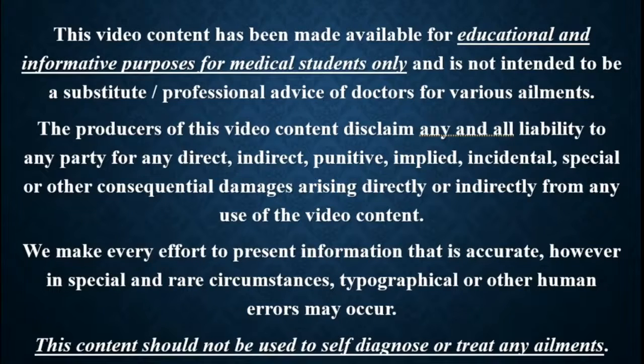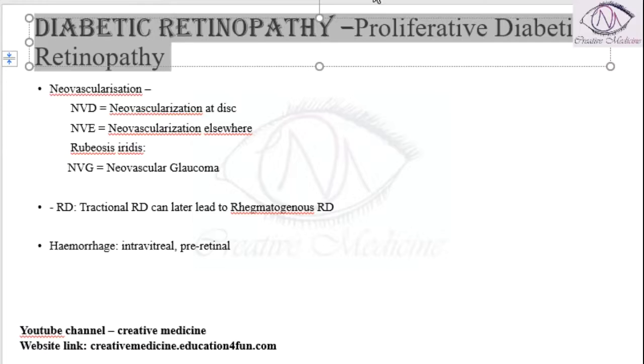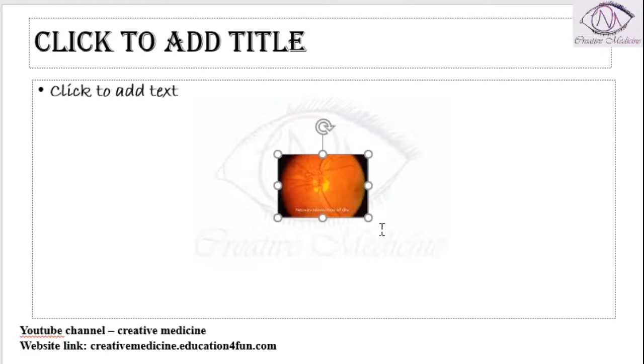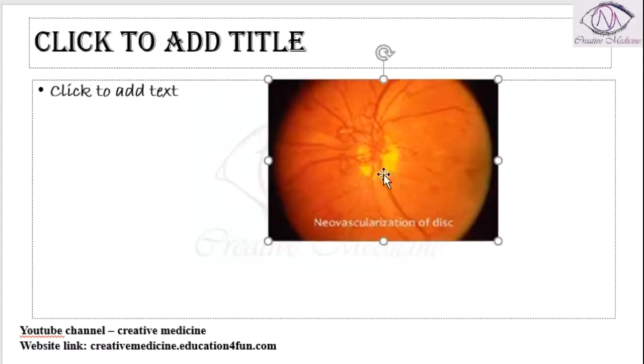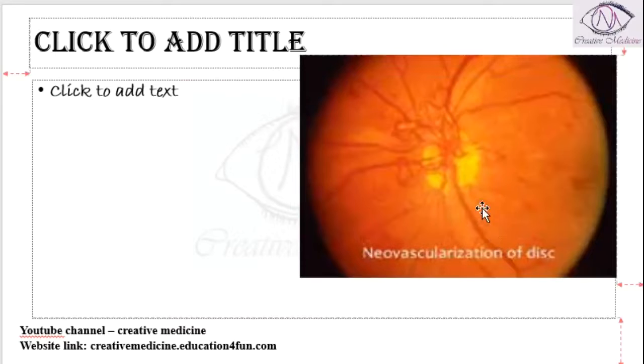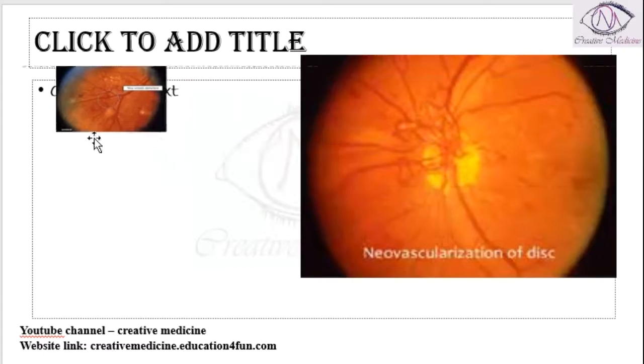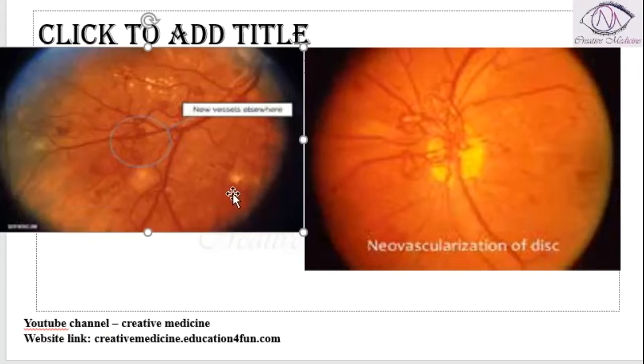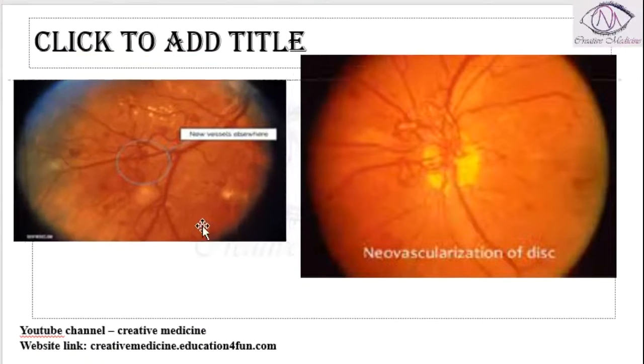In this lecture, we will learn about diabetic retinopathy. In the image for proliferative diabetic retinopathy, we will see presence of neovascularization at the disc. So this is the disc which shows many blood vessels, which is neovascularization at the disc. Then there can be neovascularization elsewhere. So not just at the disc but also at other sites you can see the neovascularization.